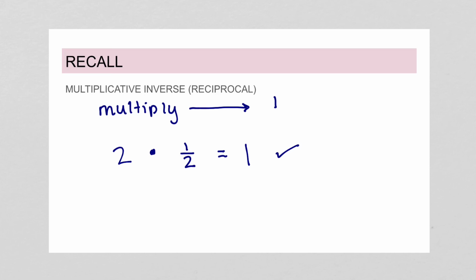Okay, if we're thinking about the reciprocal here, we know that 2 is the same thing as 2 over 1. And the reciprocal is that flip, right? 1 over 2. So you multiply straight across on the top, you get 2. Straight across on the bottom, you get 2. And that does equal 1. Okay, so your multiplicative inverse is your reciprocal. When you multiply them together, you get 1.